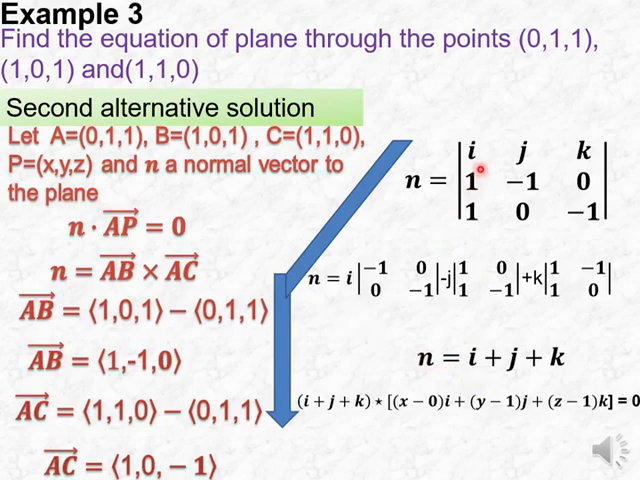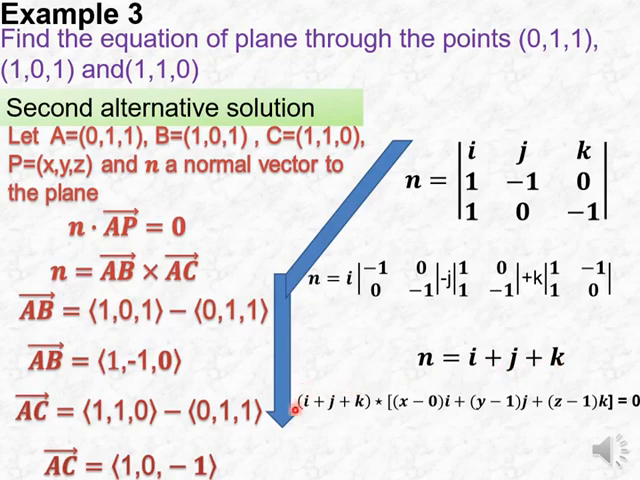So here we shall get I times the matrix of its cofactors, minus J times the matrix of its cofactors, plus K times the matrix of its cofactors. So when you rearrange, you shall get a normal vector as I plus J plus K.